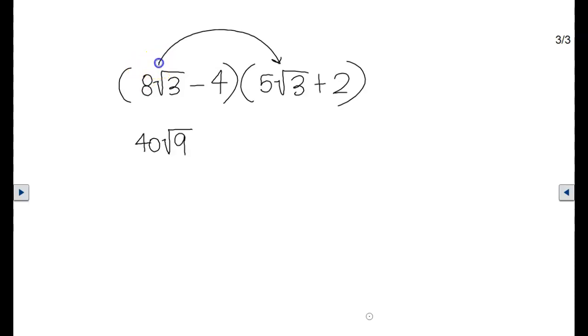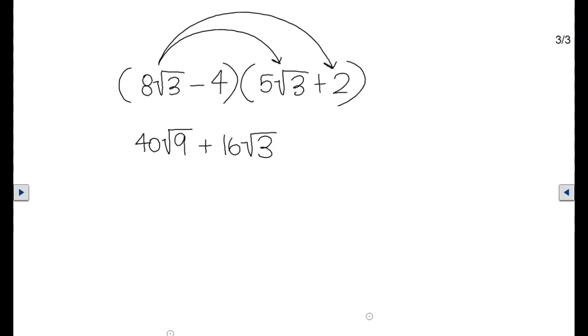All right, next up we will do 8 square roots of 3 times 2. Outside times outside is 16. Inside times inside, still going to be 3 because that 2 doesn't have an inside number. So that 3 is going to stay the same. 16 square roots of 3.